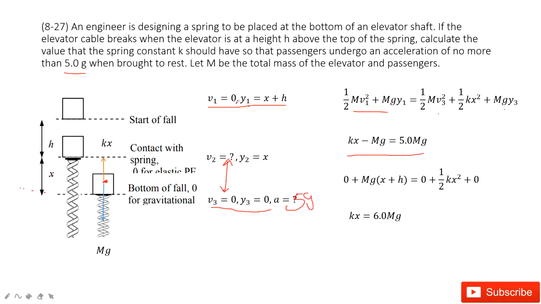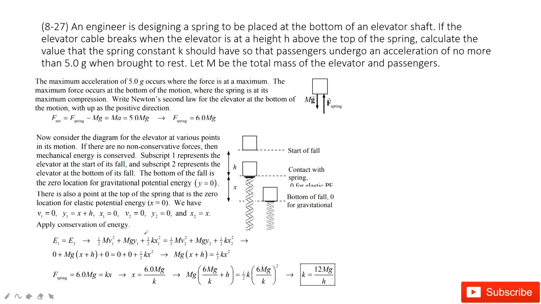First one, v1 is 0, v3 is 0, and y3 is 0. So this equation can be simplified. This one, right? And for the next one, we can simplify the equation to get kx equals 6mg. Now you can see we have two equations, the first one and the second one, to solve for k. Can you do that? Yes, super easy. In these two equations, the unknown quantities are just x and k, and we have two unknown quantities and two equations, so we can solve for k. And when we solve the equation for k, we find k is equal to this expression.